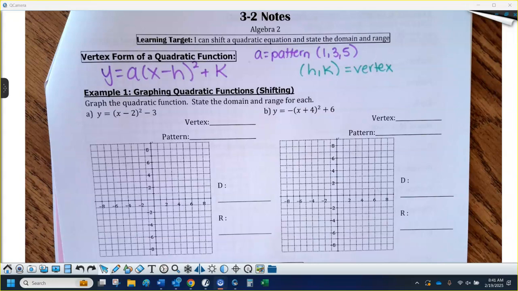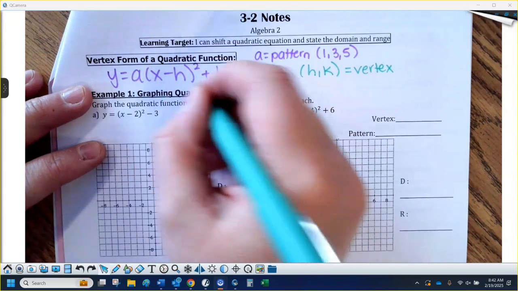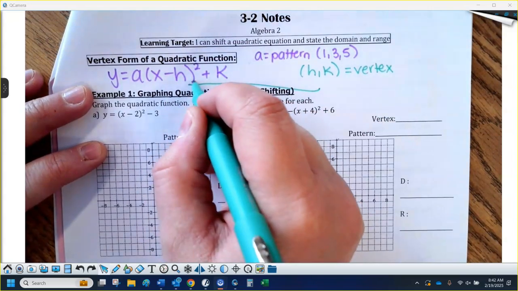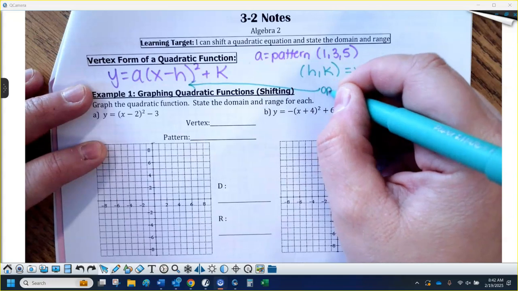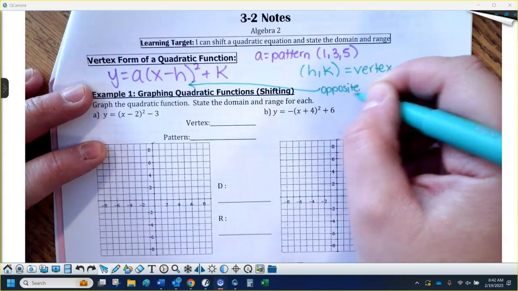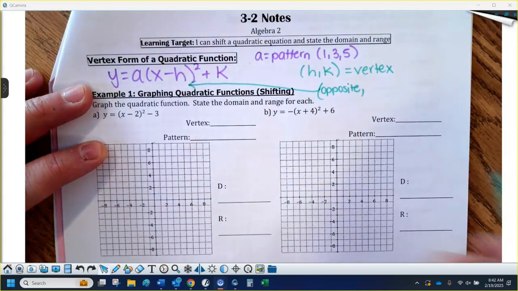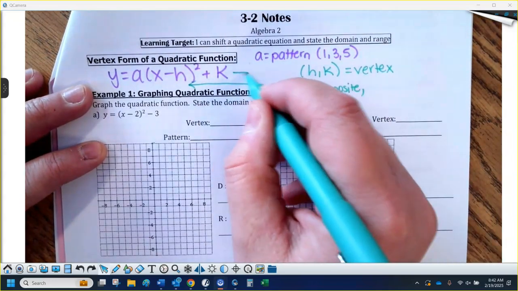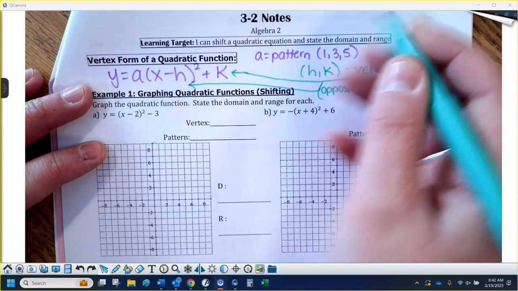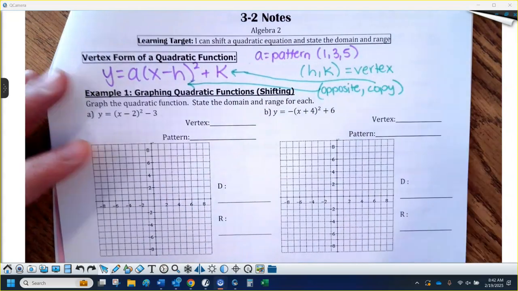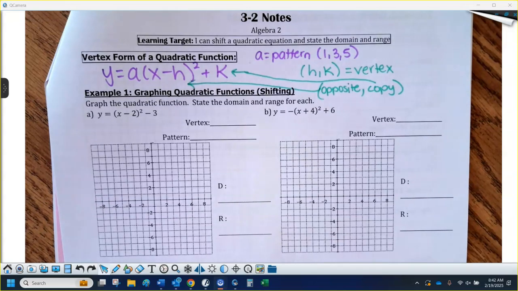So we've got to find that point, and then from that point we can use the pattern to get more points on the graph. And the thing that's similar for absolute values when we did this, whatever the H looks like in the parentheses, it's going to be the opposite of that, which will be the x coordinate of the vertex. And then K, we're going to copy that, and that number will be the y coordinate of the vertex. So when you look at the formula, opposite, copy, it's just like an absolute value. We'll do eventually square roots and stuff like that. They all have that same little trick, if you will.